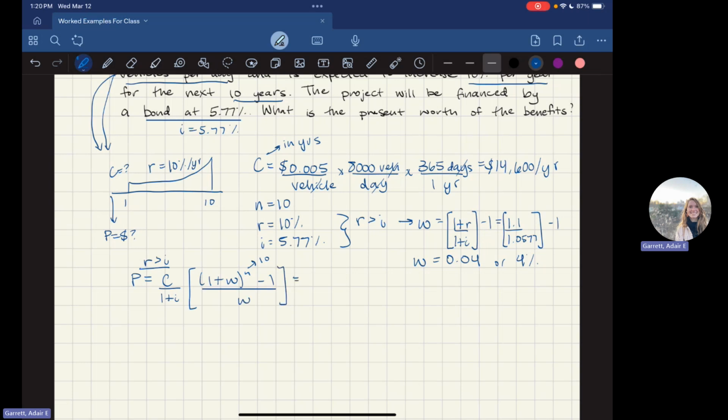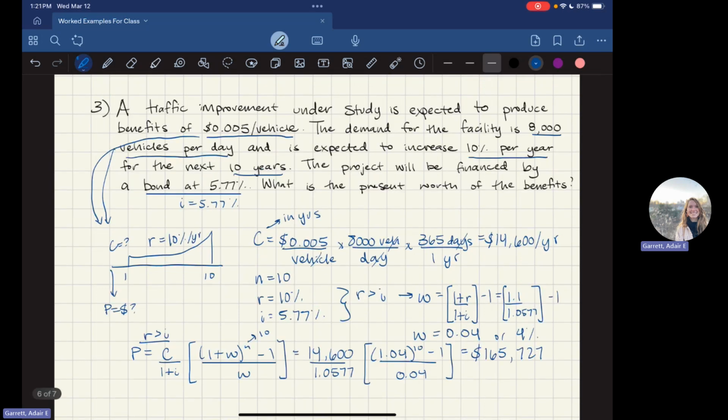So we know C will be 14,600 over 1.0577 times 1.04 raised to the 10 minus 1 over 0.04. Okay? And so now we can just multiply this through, and we end up getting 165,727. So that's our present worth for this project.